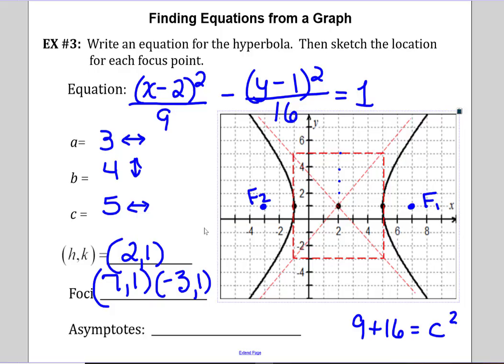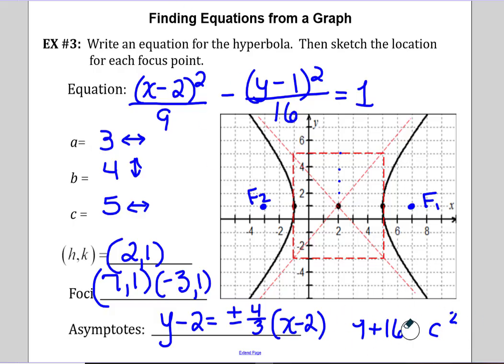And then what else? We've got to finish up with our asymptotes. So for the asymptotes, we said the slope was b over a. So we have y minus 2 equals the slope, so plus or minus 4/3, times (x minus 2). Okay, so that was pretty straightforward, not too hard.